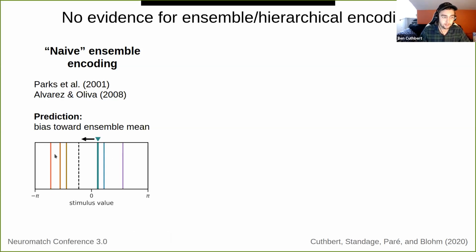This time I've actually color-coded the bars. So these bars would all be stimuli presented on the same trial. And if you're asked to report this dark blue color, in this case, if there was a bias toward the ensemble mean, if people were using that ensemble mean to help them compress memory, we'd expect a bias toward this ensemble mean.